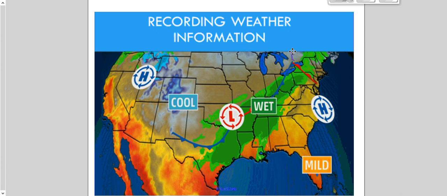Hey, grade 10s, welcome to the second last lesson we have in weather. Today we're going to be taking a look at recording weather information. What does it look like on a weather map and what does that mean to us?